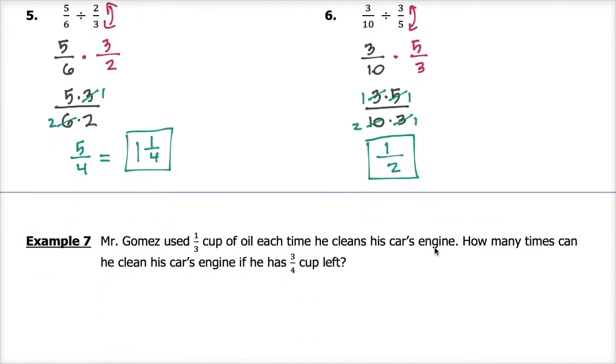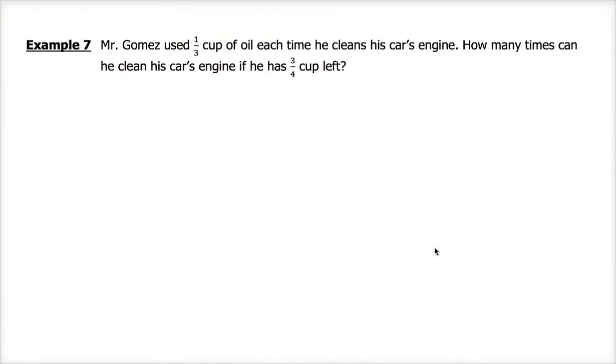Okay, on the back side, we have one word problem that we're going to look at, and this says that Mr. Gomez used 1/3 cup of oil each time he cleans his car's engine. How many times can he clean his car's engine if he has 3/4 of a cup left?